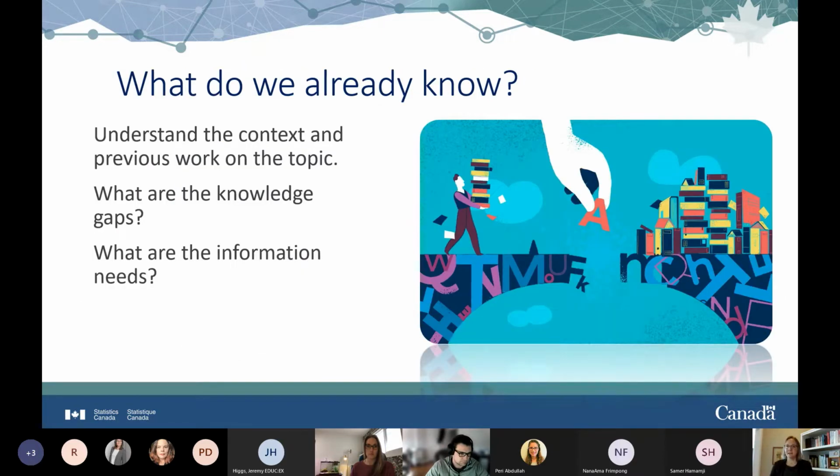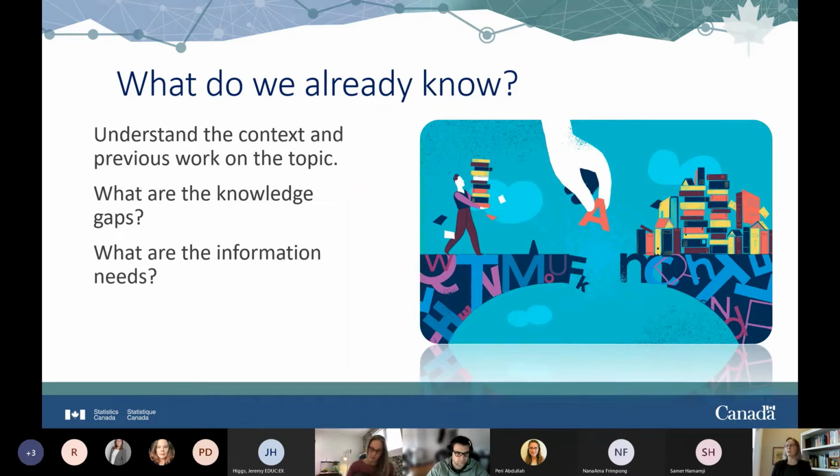Make sure you fully understand the broader topic, such as the context surrounding your topic or the previous research. So you do a literature search. So what are the knowledge gaps and what are the information needs? So this is a crucial first step to just identify what we already know, in order to not do something that's already been done. We want to add something novel. We want to add something that has value added to the field or to current knowledge on the topic. So this is a really, really important step.